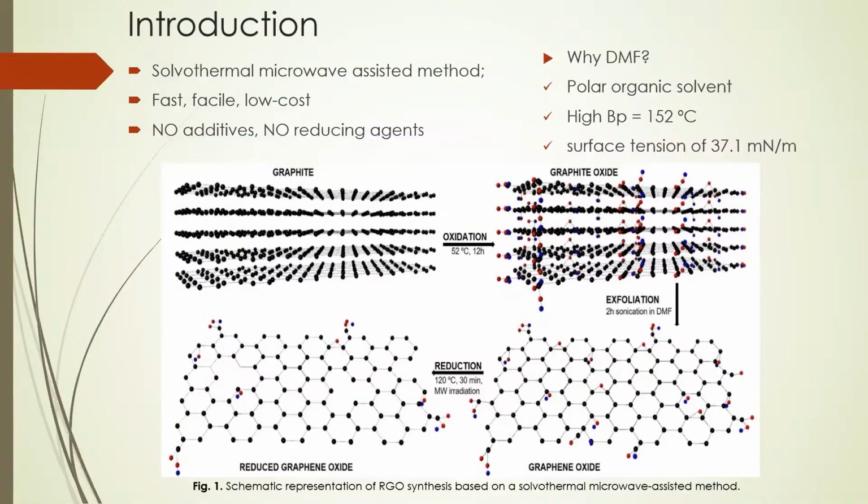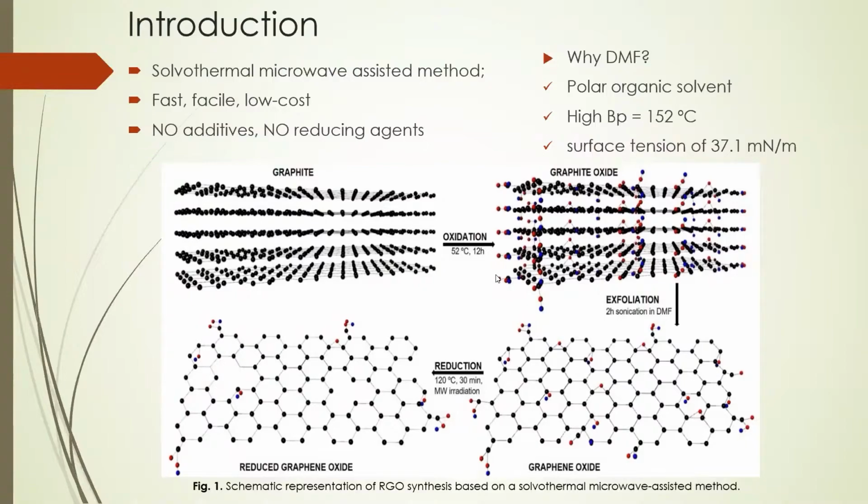On the other hand, graphene oxide has been reduced before in a mixture of water and DMF by a traditional synthesis method at reflux for 12 hours. This is very time consuming, so we have successfully managed to reduce graphene oxide in pure DMF in only 30 minutes by a solvothermal microwave-assisted method without using any reducing agents or additives or functionalization techniques.